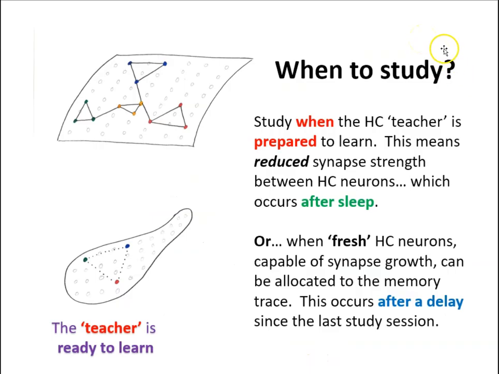We'll end this lesson then with an answer to the question, when should we study? We want to study when the hippocampal teacher is prepared to learn. This means reduced synapse strength between hippocampal neurons, and this occurs after sleep. Or when fresh hippocampal neurons capable of synapse growth can be allocated to the memory trace. And this occurs after a delay since the last study session.